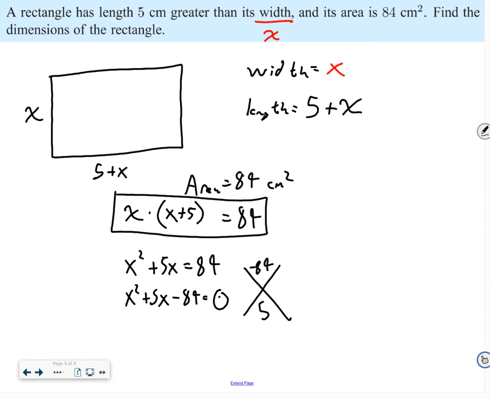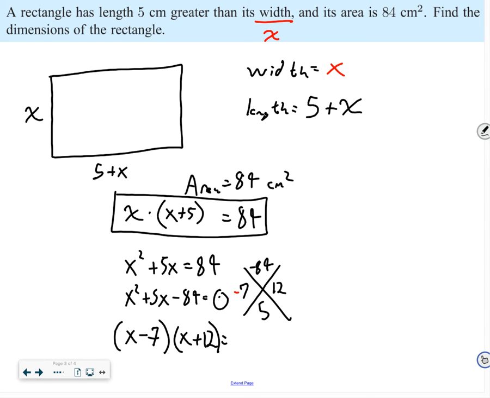And then 84. So I get 7 and 12. Okay, so 7 and 12. One of them has to be negative. Since it's positive 5, it needs to be negative 7. Okay, so I get my factors here. I get x minus 7 and x plus 12.